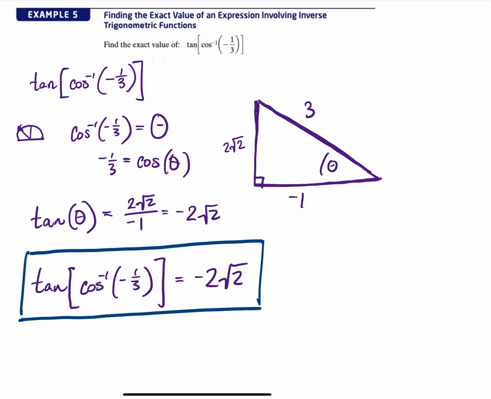So I use this triangle method whenever we have an inverse trig function inside of another function. So we take the inverse trig function, set it equal to an angle, undo the inverse trig function, build a triangle, and then use the triangle to solve the outer trig function.